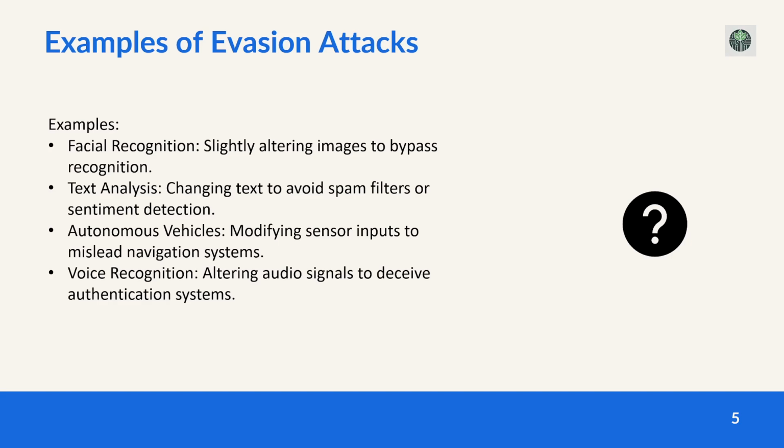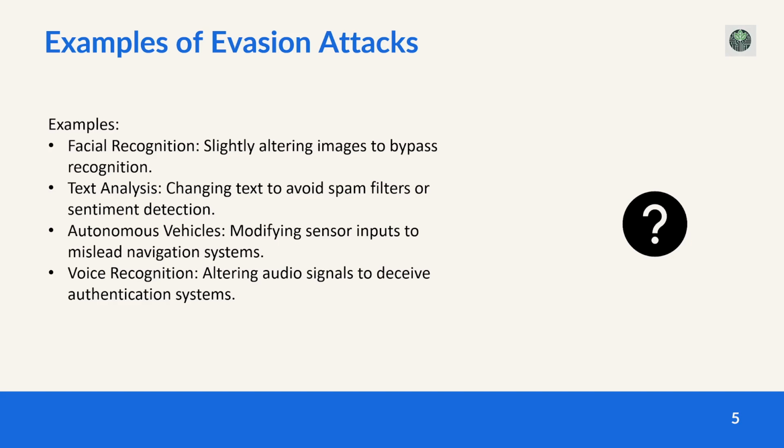So now let's look at some real world examples to make this a little bit more concrete. In facial recognition, attackers can slightly alter an image, let's say just a few pixels, and they can then trick that AI into misidentifying a person. This has obvious security implications, especially in systems used for surveillance or access control. In text analysis, small changes to the text, like adding extra spaces or special characters, can allow spam messages to bypass email filters or even change the sentiment detected in a piece of content.